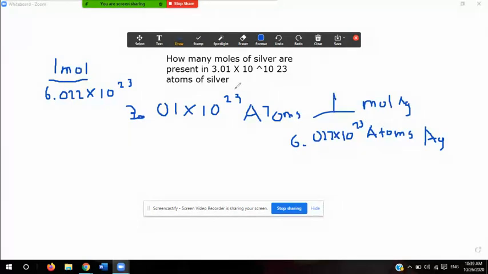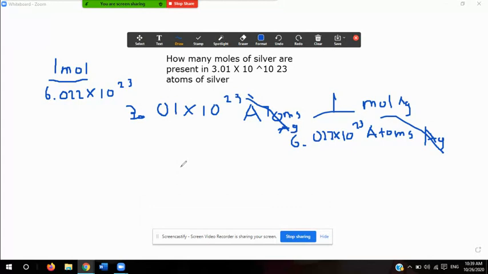So basically, atoms of silver, which is here as well. And remember that the chemical symbol for silver is Ag. So atoms of silver cancel out with atoms of silver. There you go. And then we're just going to divide. So you're basically going to multiply 3.01 times 10 to the power 23 over 1, which of course is the same number. Remember, identity property.